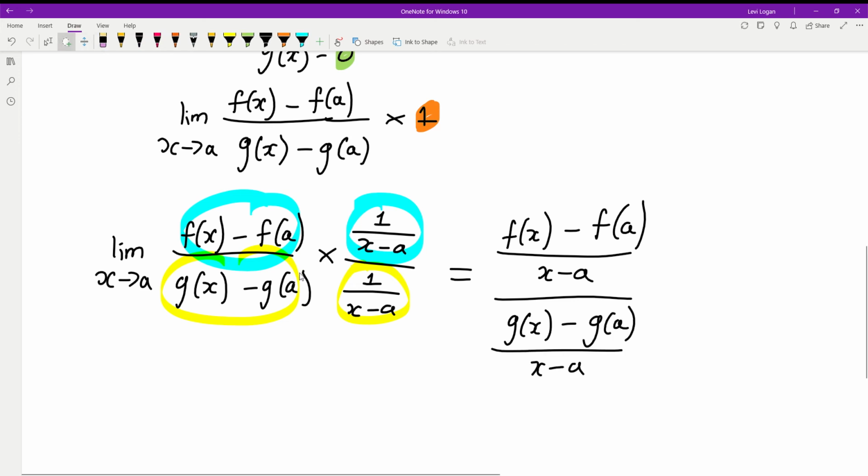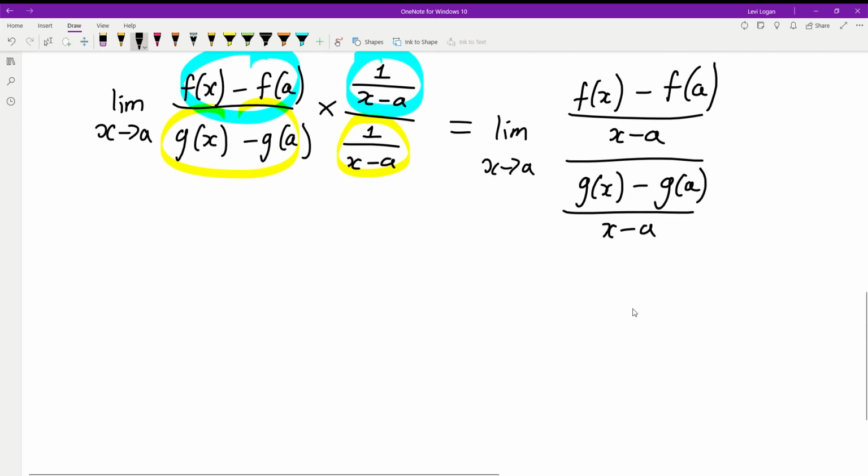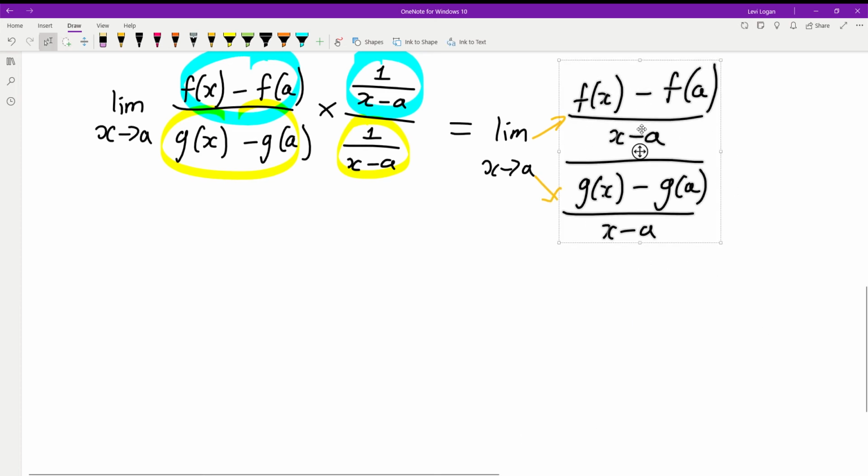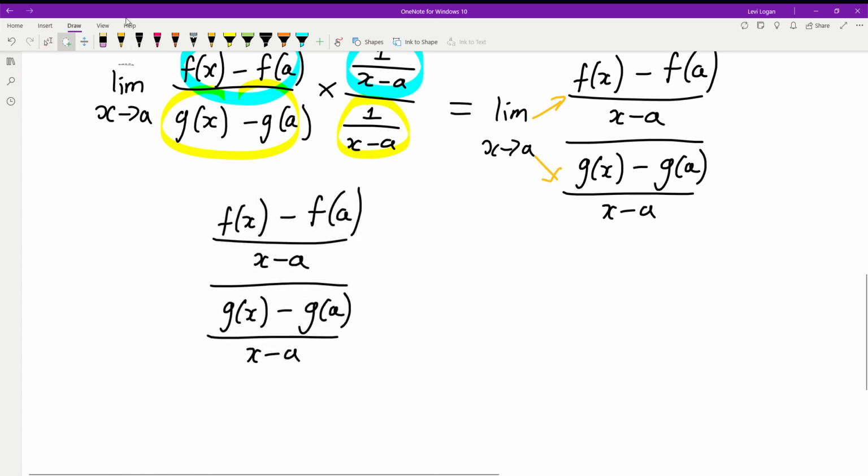And there's still a limit in front of this. Now, what we can do here is technically apply the limit to the top and the bottom of this. So let's just do that. We'll apply the limit to the top and to the bottom. So we can rewrite this entire thing like this, with the limit on the numerator and the denominator.